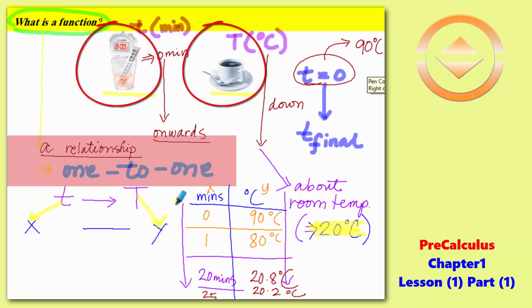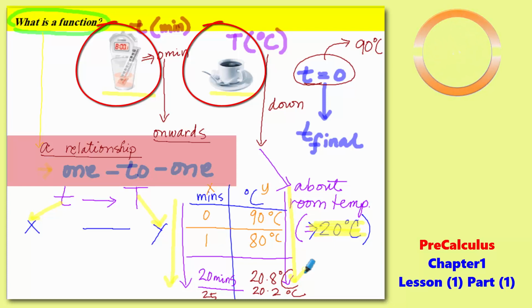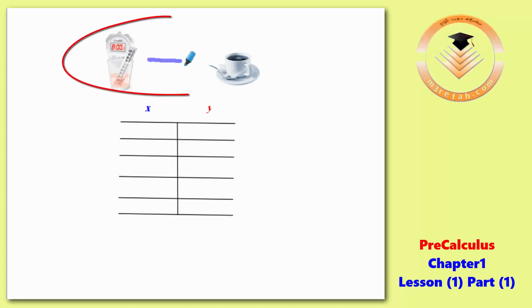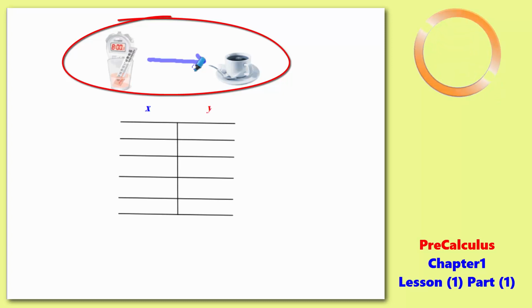So the relationship between your x and your y defines that for every passing time, you will have a definite temperature, which is defined by your y. Okay. Now, as we have stated earlier, we have a defining relationship between your coffee temperature and the minute or the time that passes by.